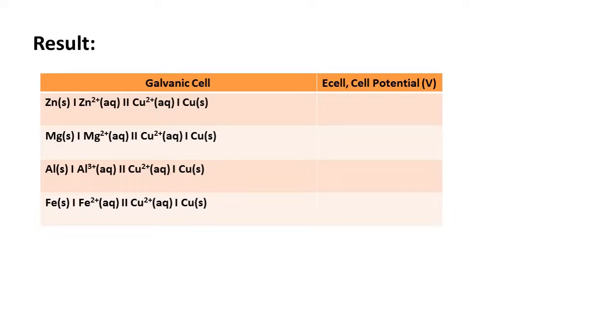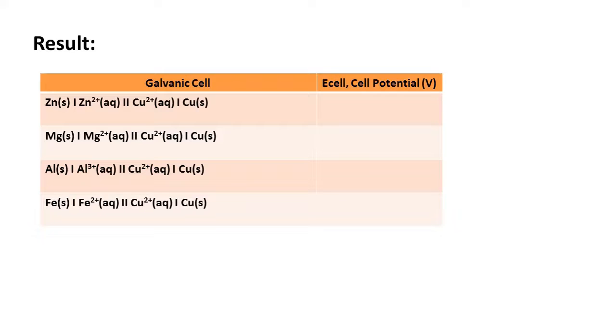In experiment part A, zinc is paired with the copper half cell. Then the experiment is repeated by replacing the zinc half cell with the magnesium half cell, the aluminum half cell, and the iron half cell. This is a table where we will record the results.